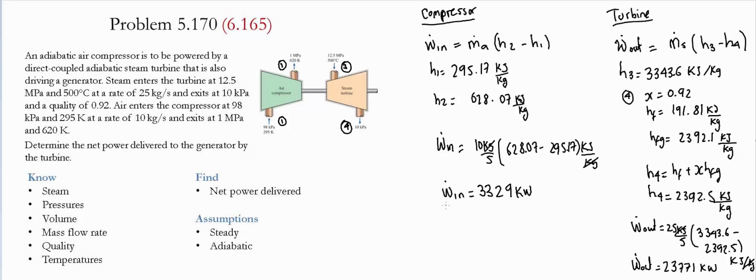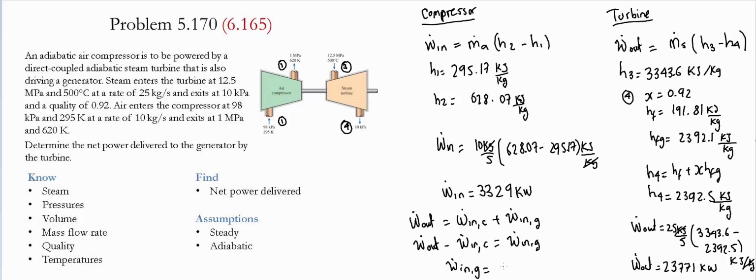Notice that the amount of power delivered by the turbine is divided two ways: one to drive the compressor, and the other to drive the generator. Therefore, the power produced by the turbine is equal to the power provided to the compressor plus the power provided to the generator. The difference between the output of the turbine and the power provided to the compressor is what drives the generator. So we take this value minus this, and we find that the work to run the generator is equal to 20,448 kilowatts.